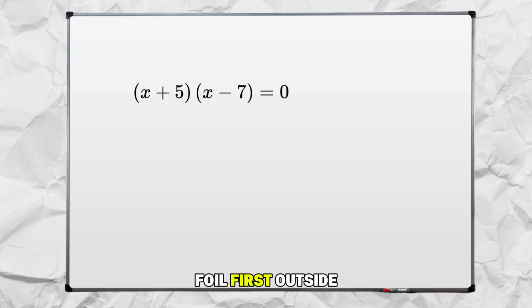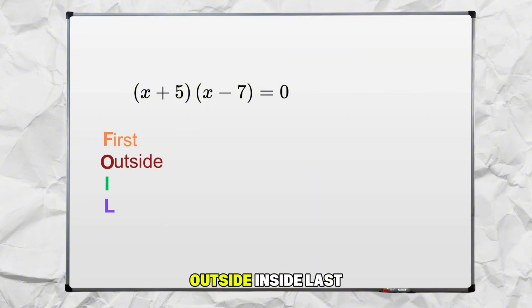FOIL stands for first, outside, inside, last. For example, for first, that might be the x and the x. For outside, that might be the x and the 7. For inside, it's going to be the 5 and the x right here. And for last, it's going to be the 5 and the negative 7.